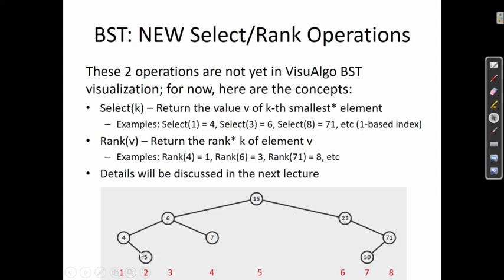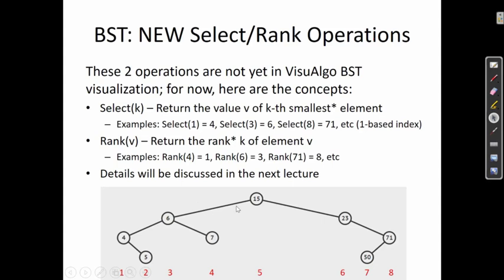So if you do in-order traversal, you find that all these nodes are ordered in this way. 4 will be the first smallest element, 5 will be the second smallest element, and so on. Let's say I want to return the value of the 5th smallest element. Which one will be returned? What is the 5th smallest element here? 15, right? So select 5 will return 15.